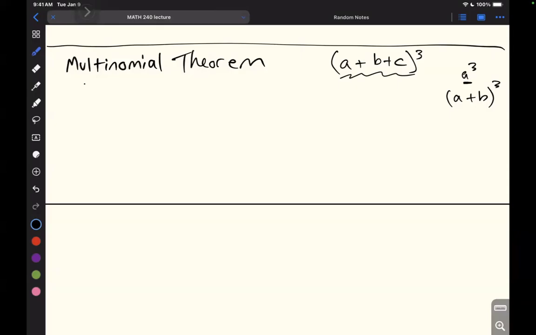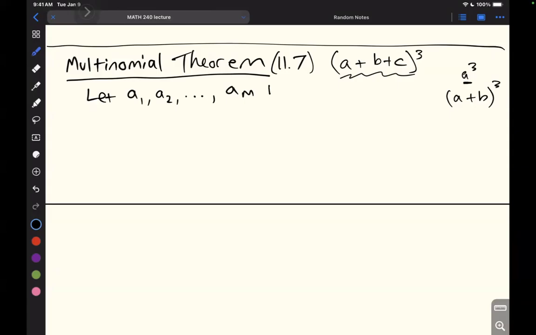And so the multinomial theorem, which is theorem 11.7 in the book, is: let A1, A2, so on and so forth, up to AM be variables. And so that's like our A, B, C, D, E, F. We just call them all A and give them a subscript number. So instead of A, B, C, it would be A1 plus A2 plus A3. So those are our variables.